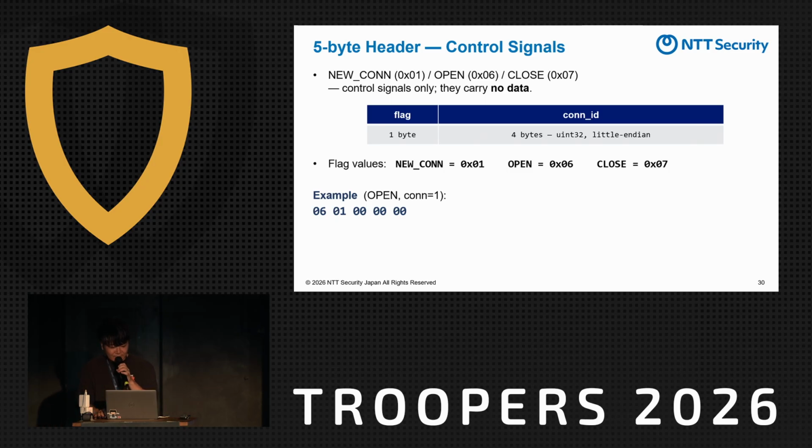As an example, an open signal for connection ID 1 is the byte sequence 06, 01, 00, 00, 00. So the leading 06 is the open flag, and the following 01, 00, 00, 00 represents connection ID equal to 1 in Little Endian. So these control signals are used to announce the initiation, establishment, and termination of connections.